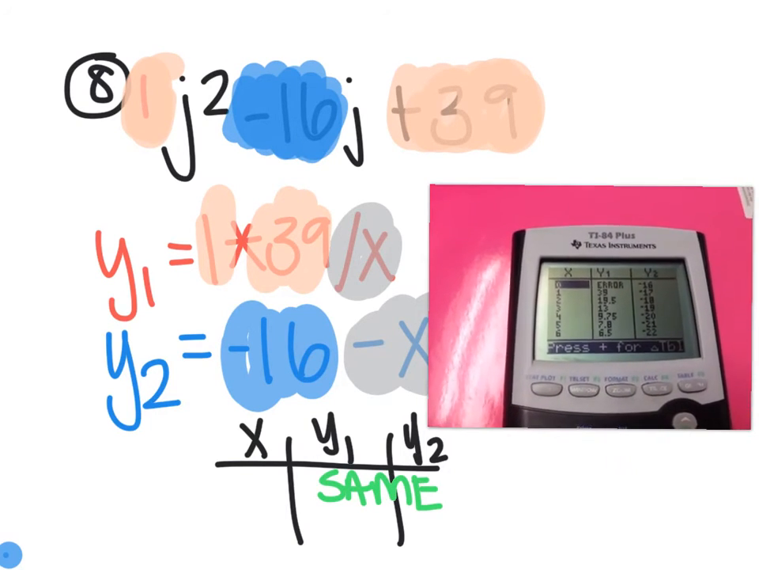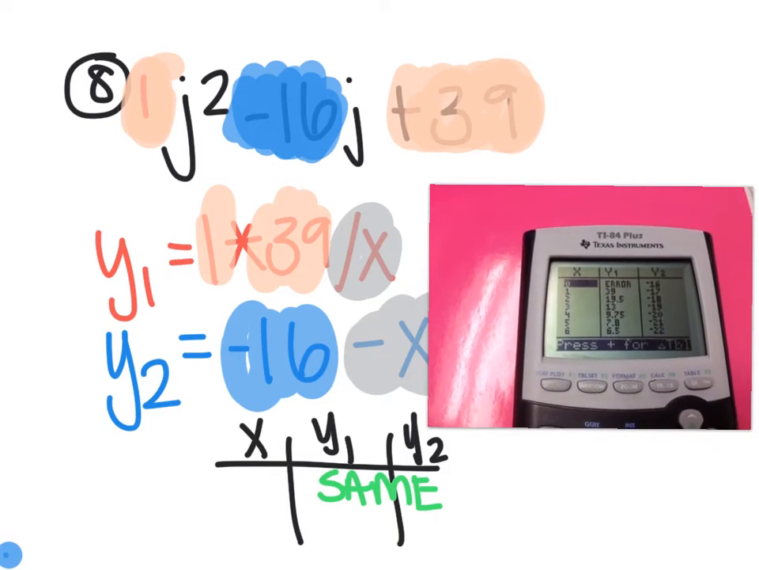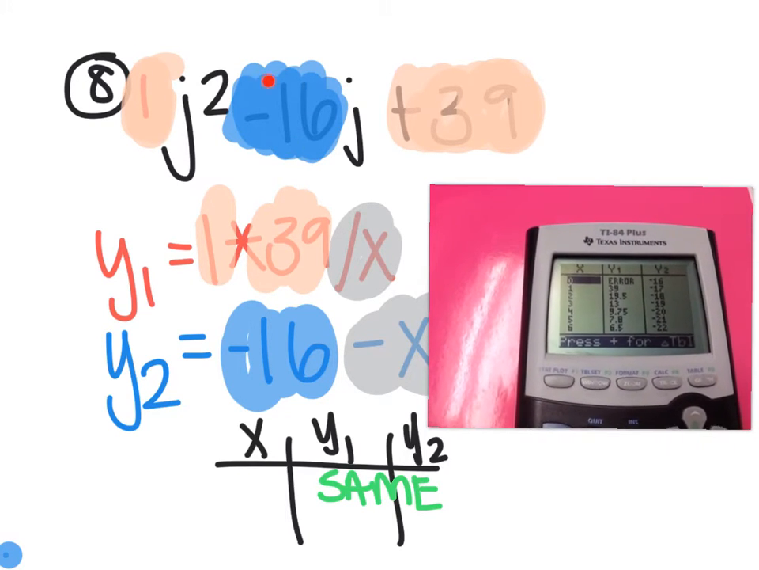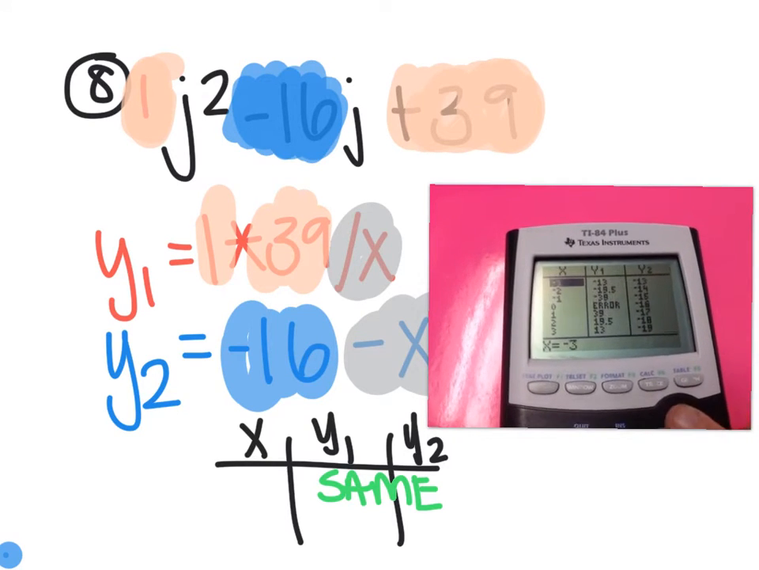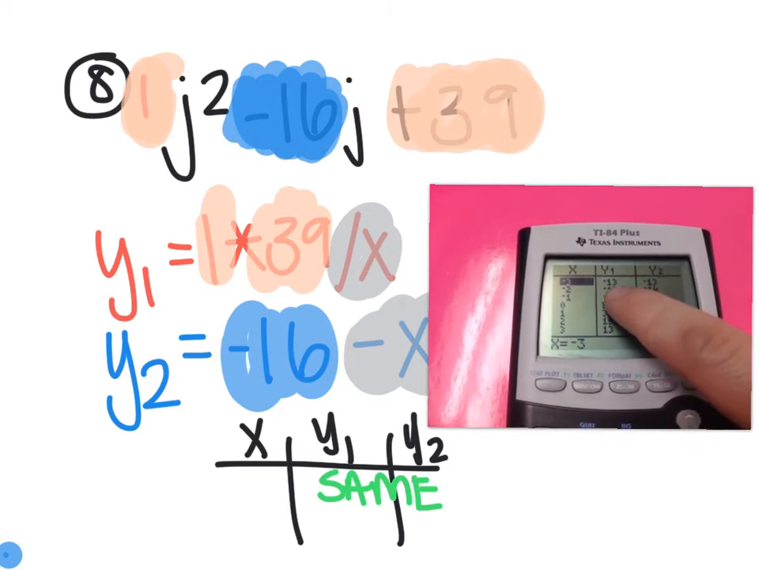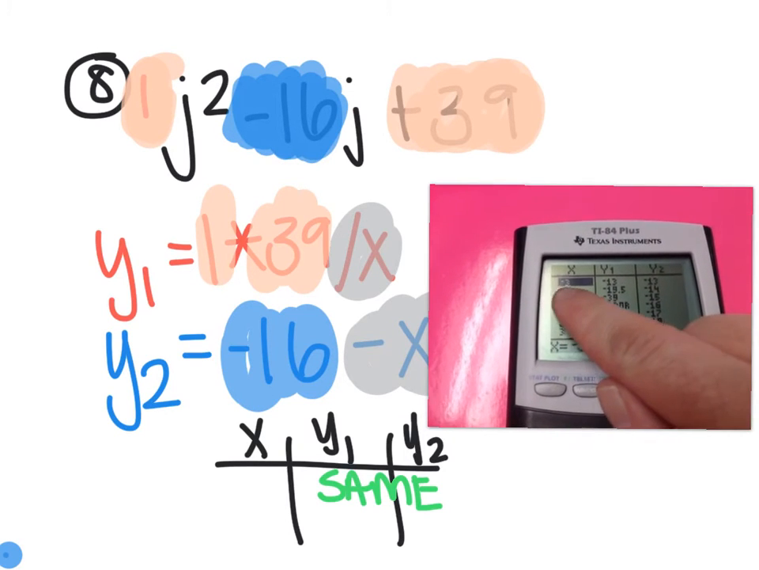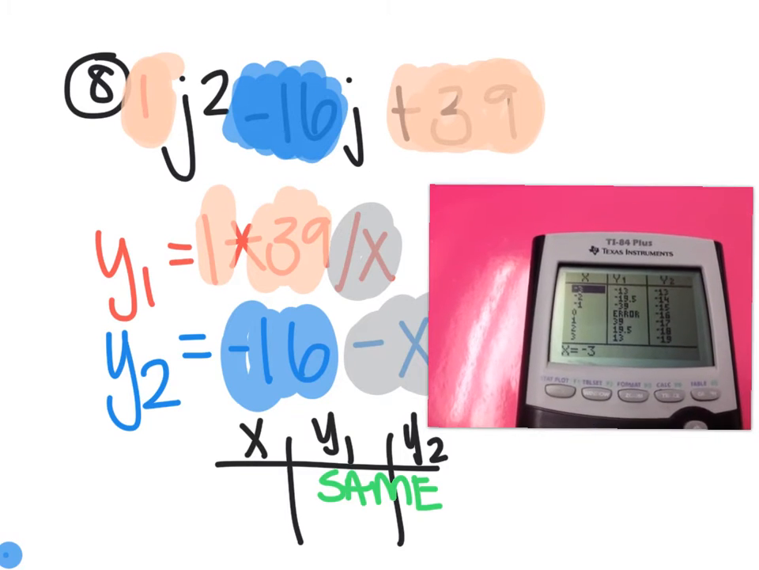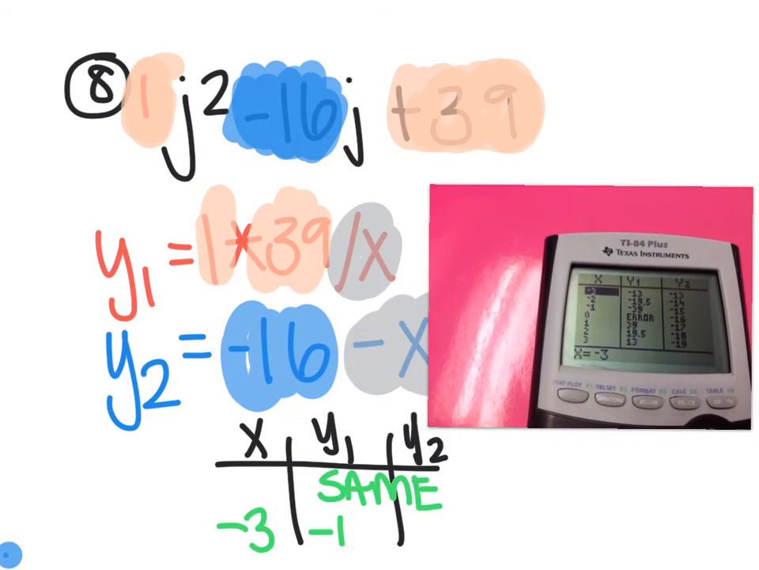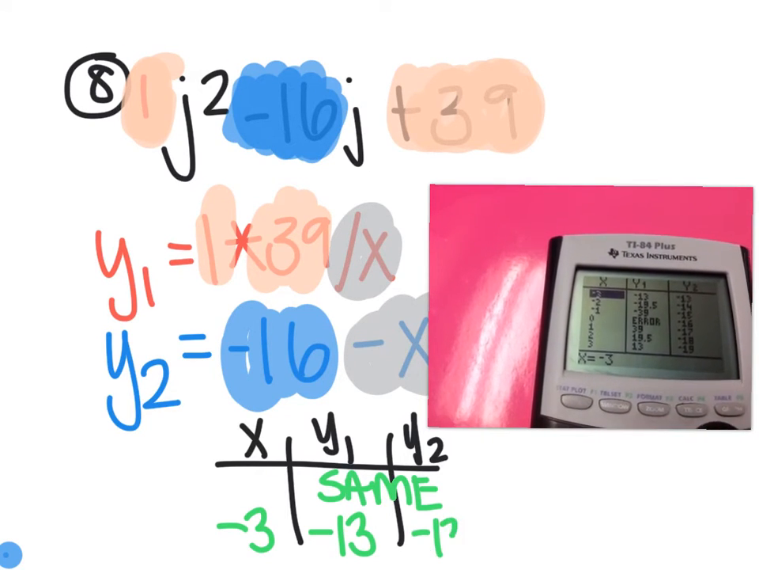So I'm going to scroll around for a second, and still, if you see negatives in your problem, like here I have negatives, what that means is I need to look at my negative numbers. So I'm going to go to my negatives, and again, I'm looking for where y1 and y2 are exactly the same, and notice that's right here: negative 3, negative 13, and negative 13. So I'm going to write those numbers down: negative 3, negative 13, and negative 13.